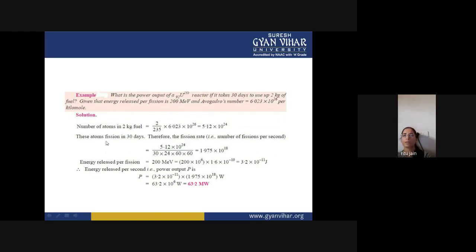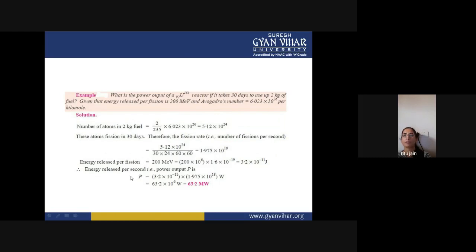So these atoms fission in 30 days. Therefore, the fission rate is equal to 5.12 into 10 to the power 24 divided by 30 into 24 into 60 into 60, which is equal to 1.975 into 10 to the power 18.